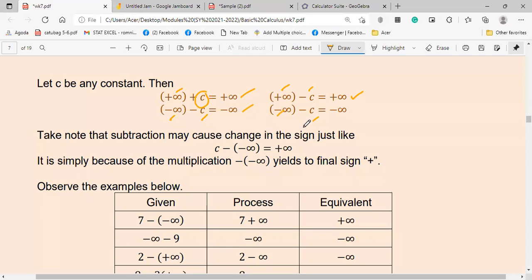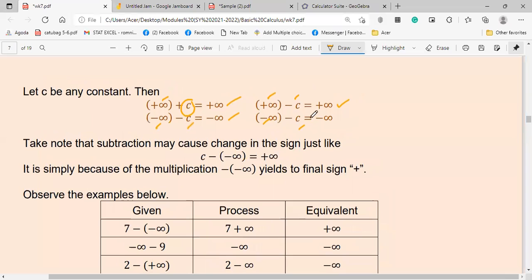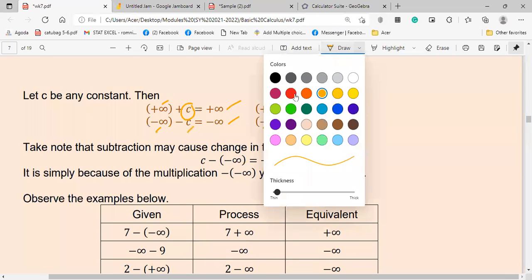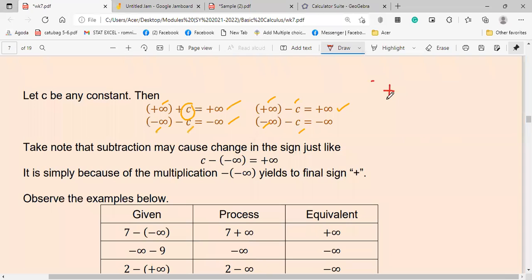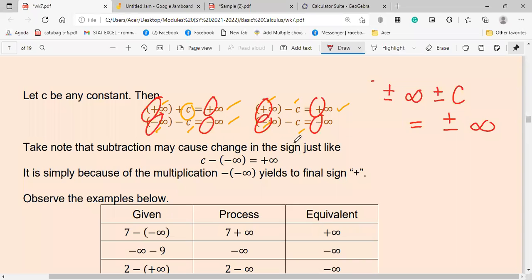Okay, ayan siya. So class, sa madaling salita, walang epekto. Adding or subtracting a positive or negative constant C to a positive or negative infinity does not affect the infinity at all. Yan ang addition at subtraction ng constant sa infinity. Walang epekto, tandaan nyo to. Positive, yun pa rin siya, positive. Negative, negative pa rin. Walang nagbago sa kanya. Yun ang tinutukoy natin dyan, class.